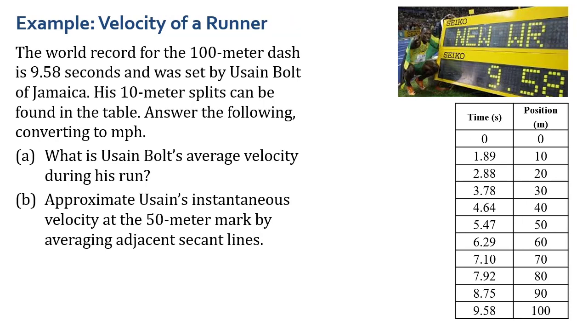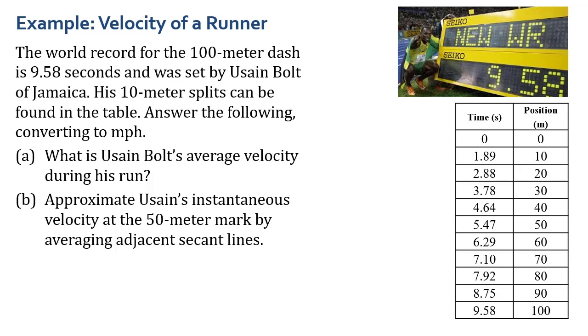Example, velocity of a runner. The world record for the 100-meter dash is 9.58 seconds and was set by Usain Bolt of Jamaica. His 10-meter splits can be found in the table. Answer the following, converting to miles per hour.